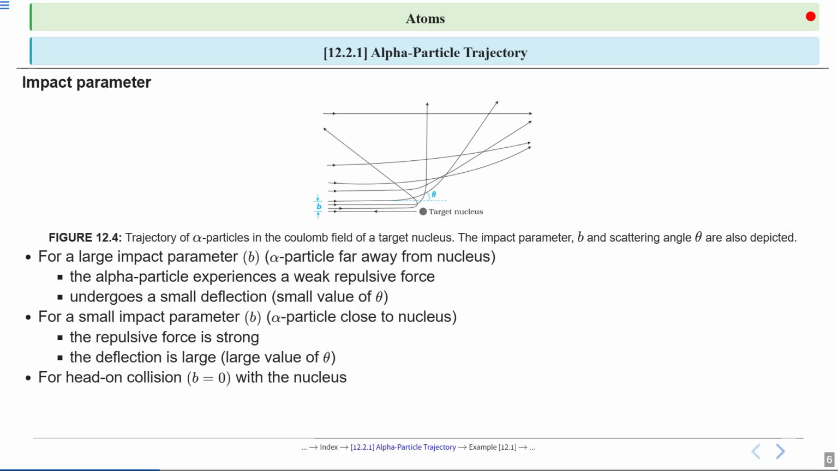Finally, let's consider a special case of head-on collision where the impact parameter is 0. When the alpha particle is directly coming towards the nucleus, it means head-on collision. This means the alpha particle is aimed directly at the nucleus. In a head-on collision, the alpha particle experiences the maximum possible repulsive force and is turned completely around, retracing its path. This corresponds to a scattering angle of 180 degrees, or pi radians, we can say. So the alpha particle will retrace its path. It is scattered through a 180 degree angle.